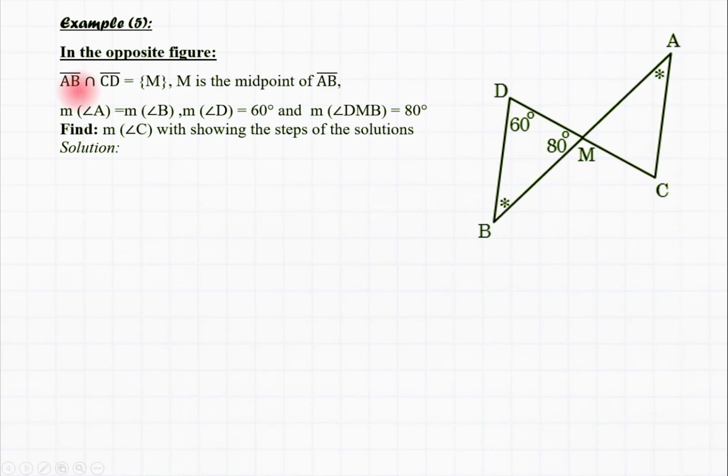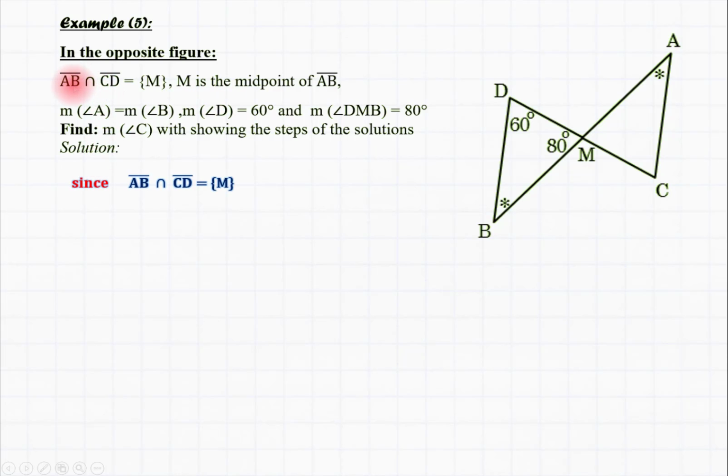Example number 5. We have an intersection between AB and CD at point M, and M is the midpoint of AB, and the measure of angle A equals the measure of angle B, the measure of angle D equals 60 degrees, and the measure of angle DMB equals 80 degrees. Find the measure of angle C. To find the measure of angle C, we must first prove that these two triangles are congruent to find the missing angle.